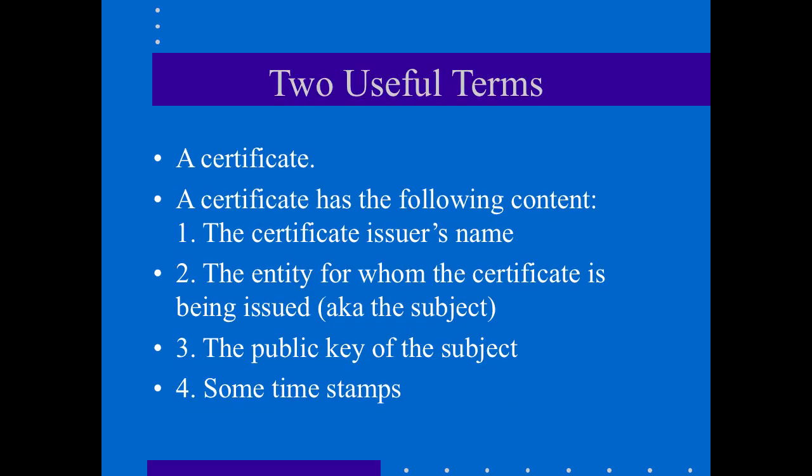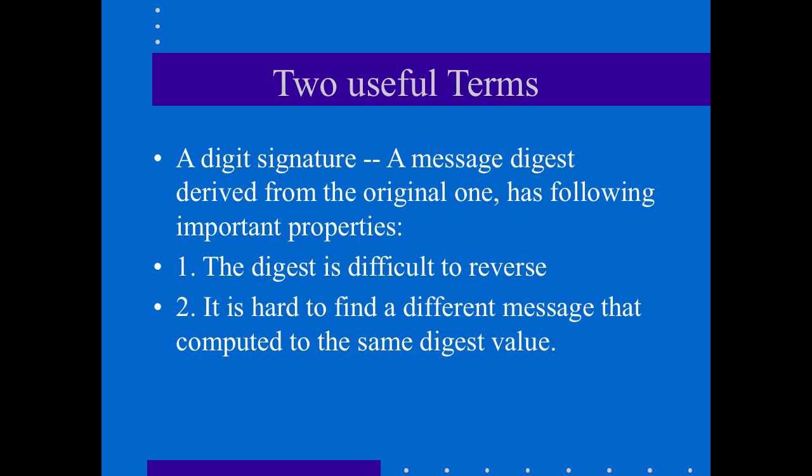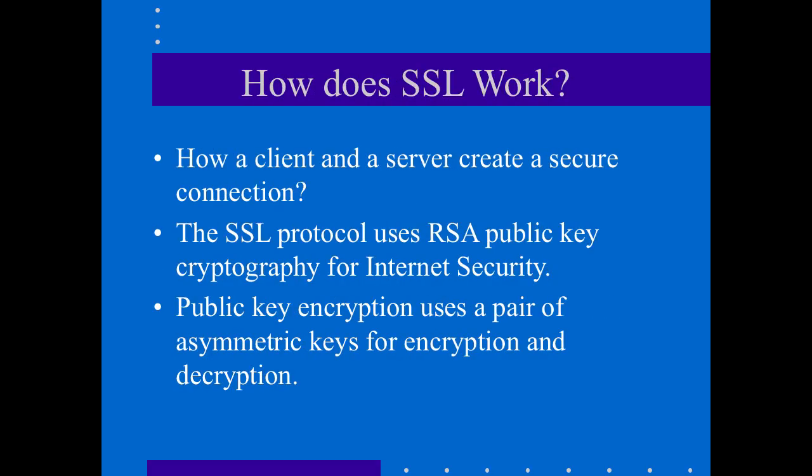So, about the certificate. A certificate has an issuer name, an entity that issues the name, that's called a certificate authority, a public key for the subject, and some timestamps. The digital signature is a message digest, which is essentially a checksum, and it's derived from the original message and has the properties that it's difficult to reverse. So it's a one-way encryption. It's hard to find a different message that computes to the same digest value. The question of how hard it is, the level of hardness, remains open.